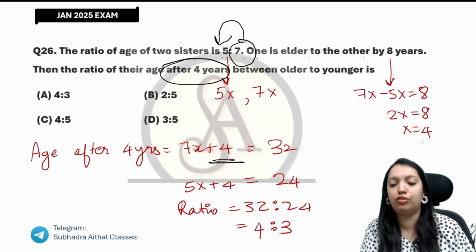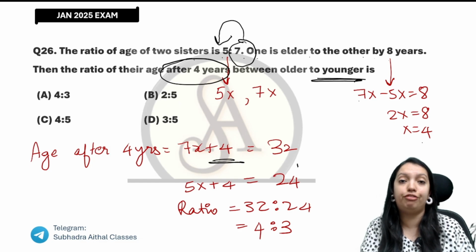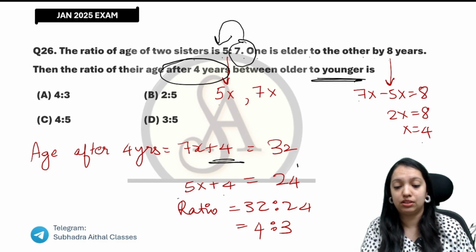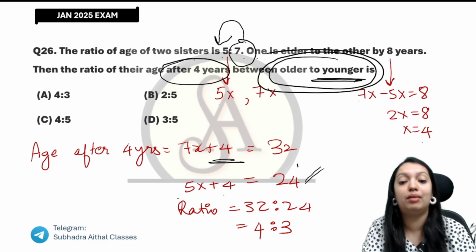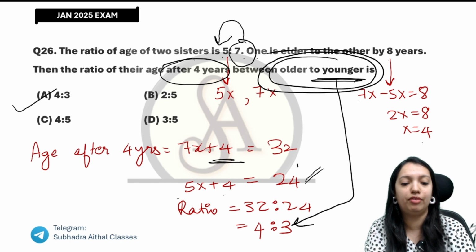After 4 years, plus 4, it will be 32, and the younger one after 4 years, 5 4s are 20 plus 4, 24. The ratio between these two will be older to younger. Be careful. Older to younger will be 4 is to 3.